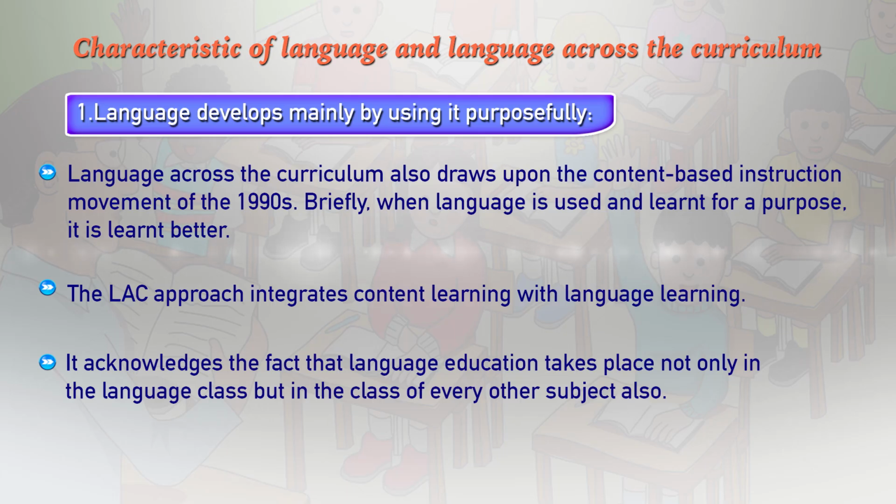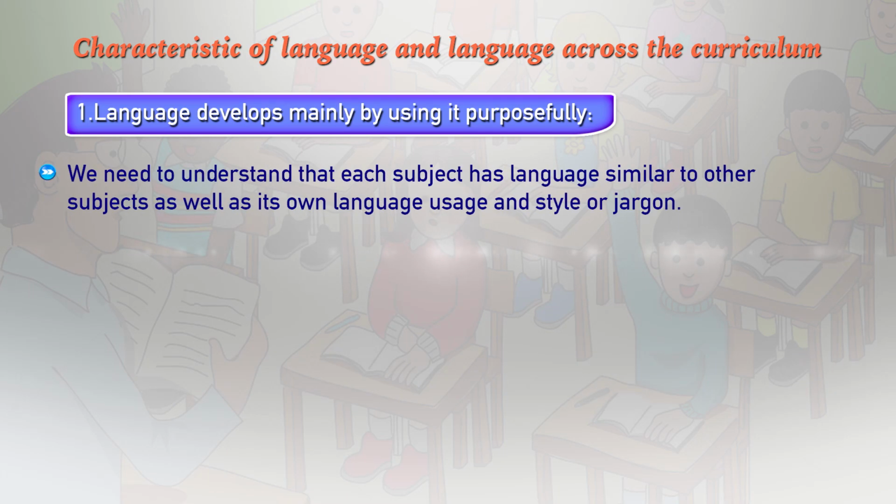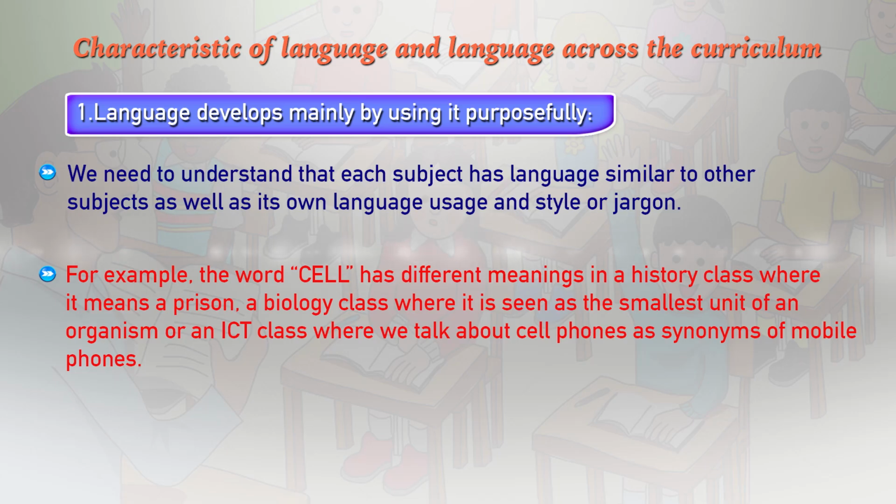every other subject also. We need to understand that each subject has language similar to other subjects as well as its own language usage and style, what is known as jargon. For example, the word cell, C-E-L-L, has different meanings in a history class where it means a prison cell or a dungeon, or a biology class where it is seen as the smallest unit of an organism, or an ICT class where we talk about cell phones as synonyms of mobile phones. When we plot a graph on the graph papers, we do talk about cells.